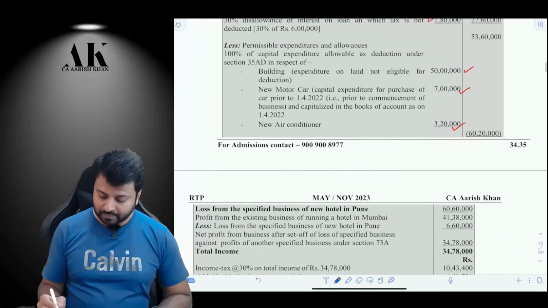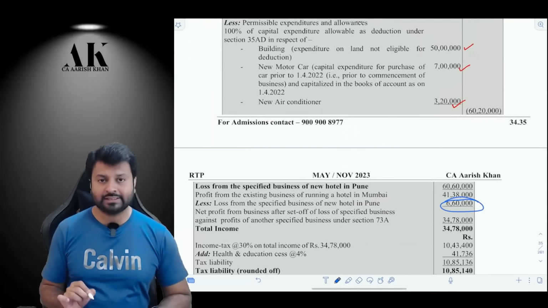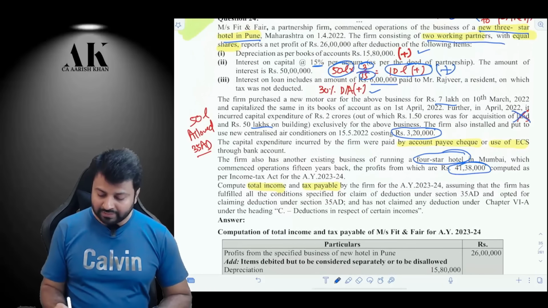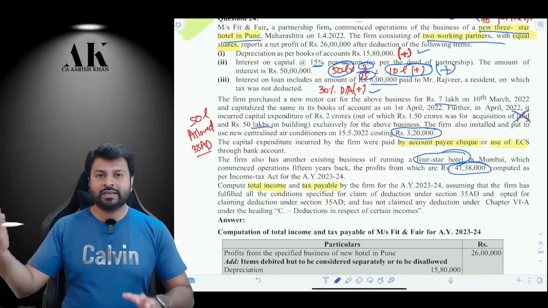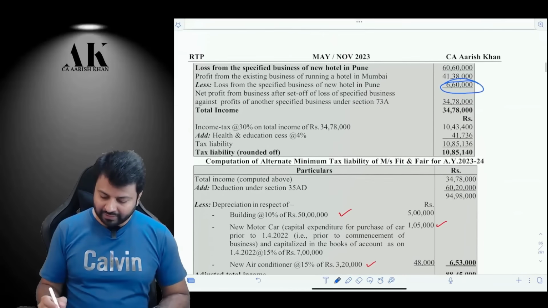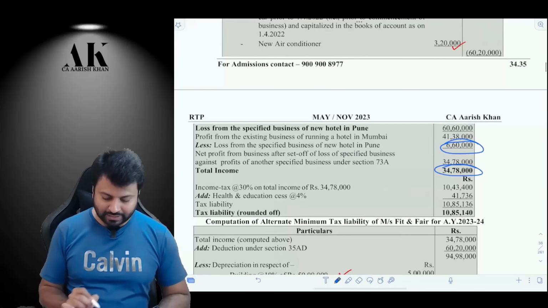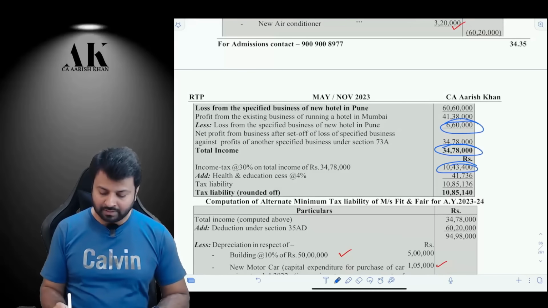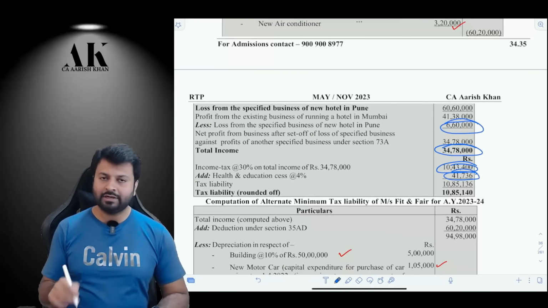After doing all those things, you will get a loss of 6,60,000 from this particular hotel, but they also have one more 4-star hotel in Mumbai in which there is a profit. So you can set off this loss against the 4-star hotel of Mumbai, and then the net profit finally after that will come to how much? 34,78,000. On that 34,78,000, you'll be paying 30% tax because it is a partnership firm, 4% cess, and then the tax liability will come as follows.